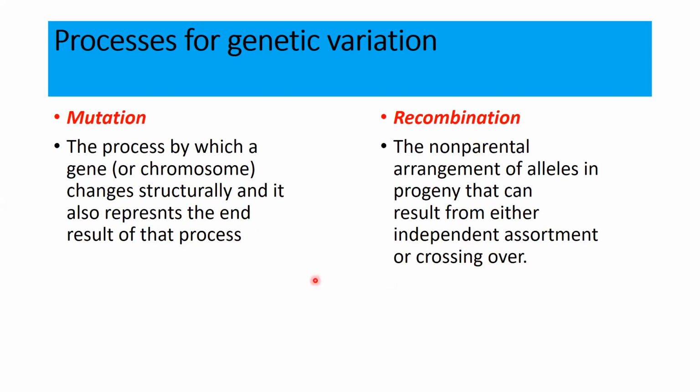So there is an example for this. If there are several mutations, and then those mutations are grouped in different combinations, it represents recombination.